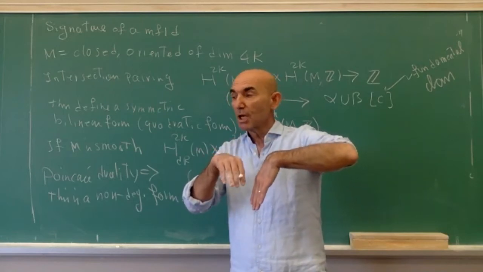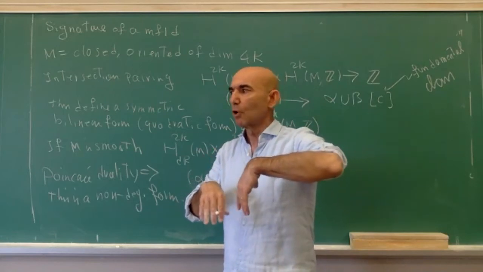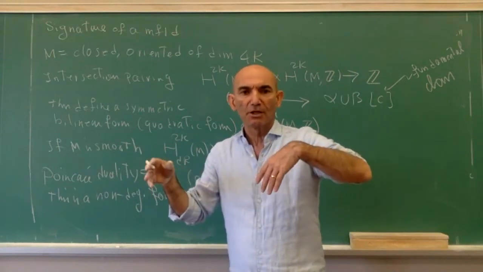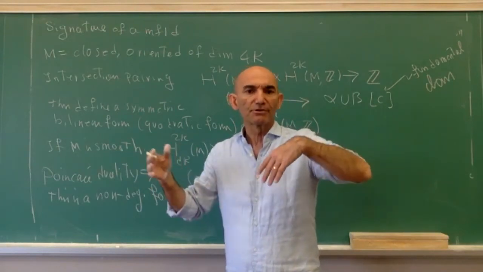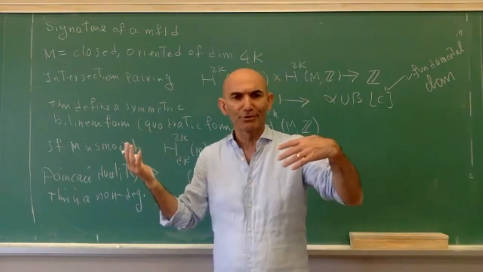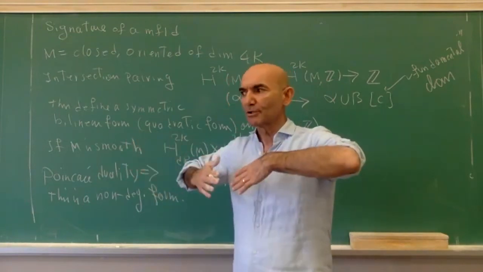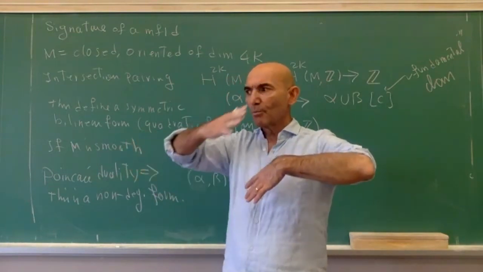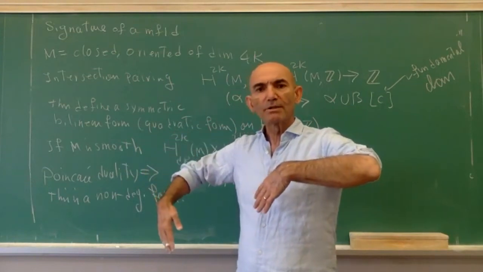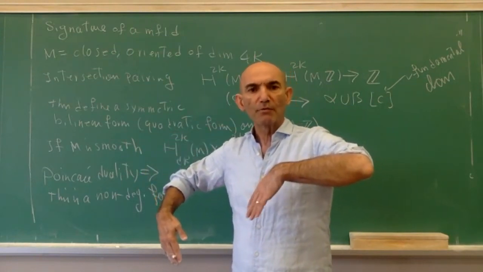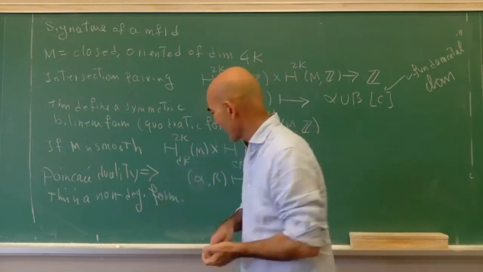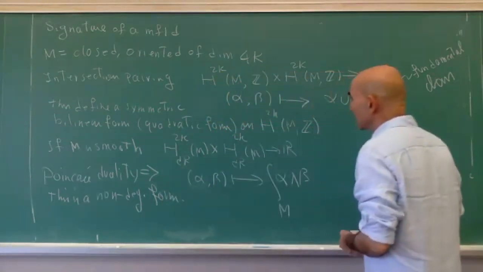That doesn't change. This is called the law of inertia in linear algebra. I think it's called Sylvester's law of inertia, right? You can always diagonalize such quadratic forms, but the number of ones and the number of minus ones is always the same, no matter which basis you choose to diagonalize. So that leads to the following definition.